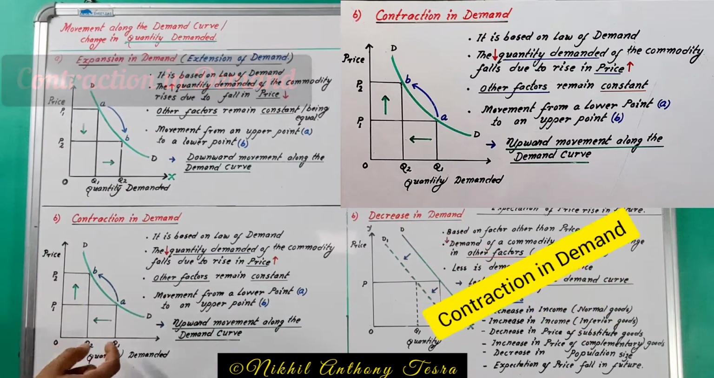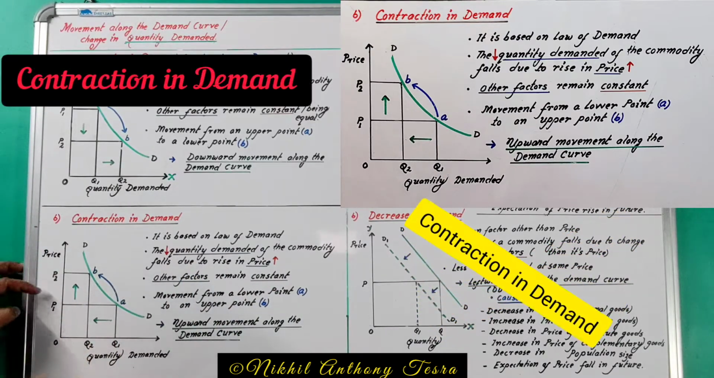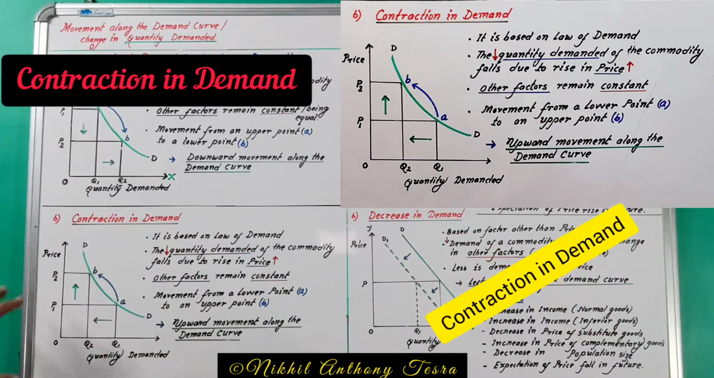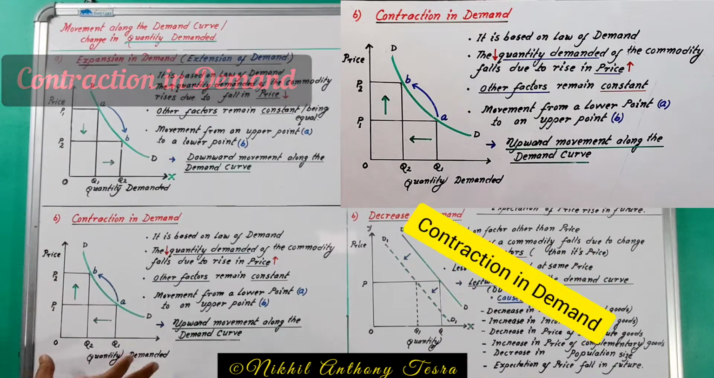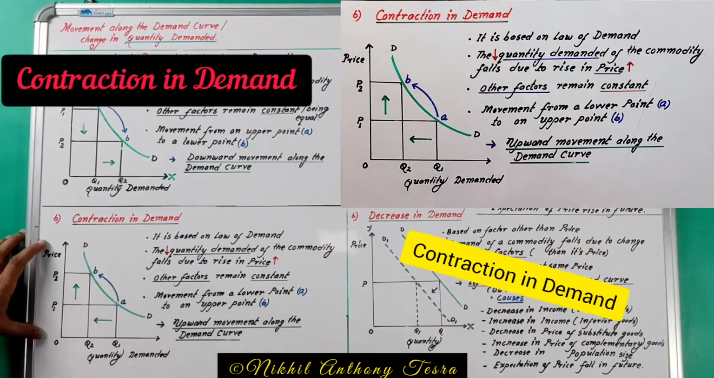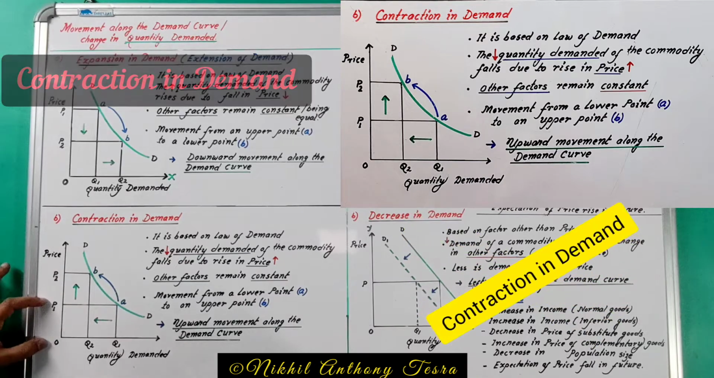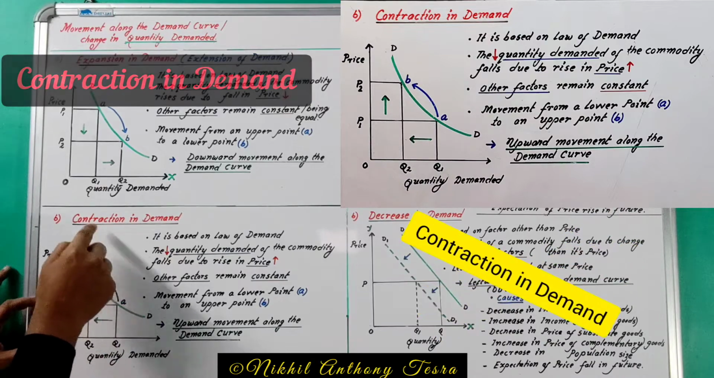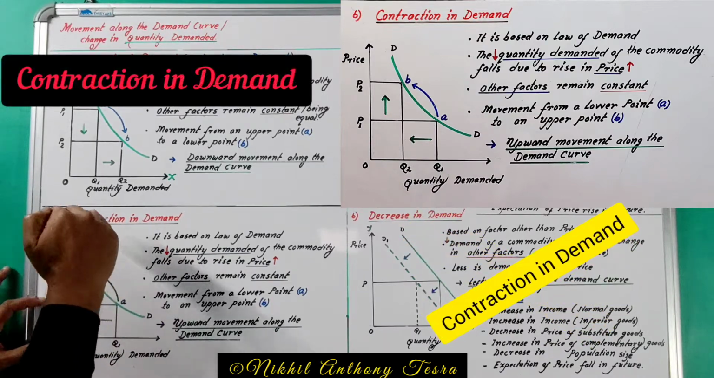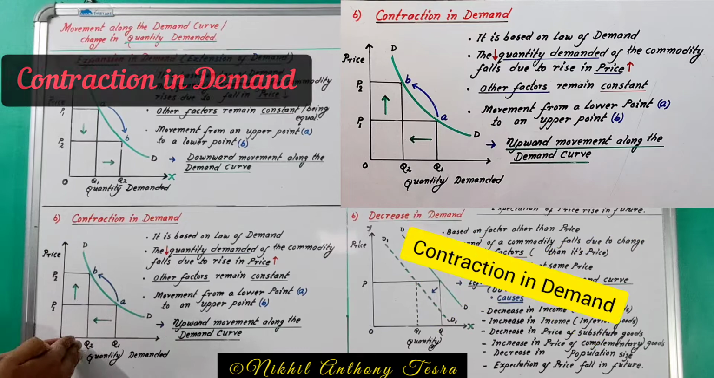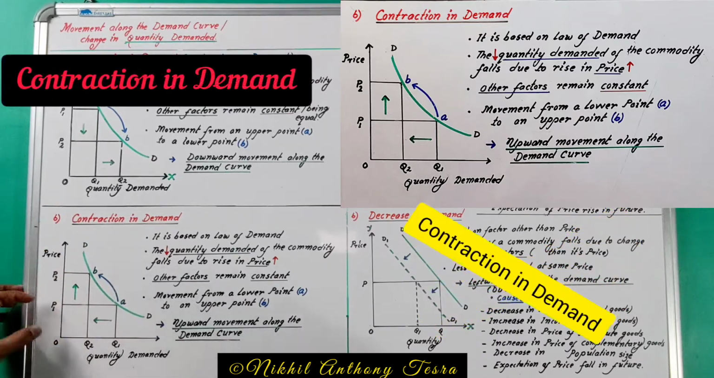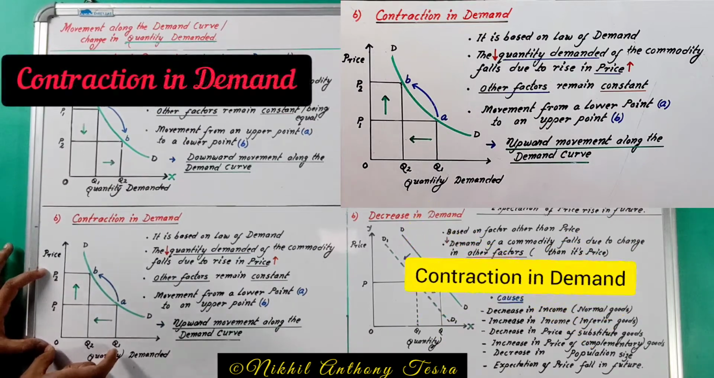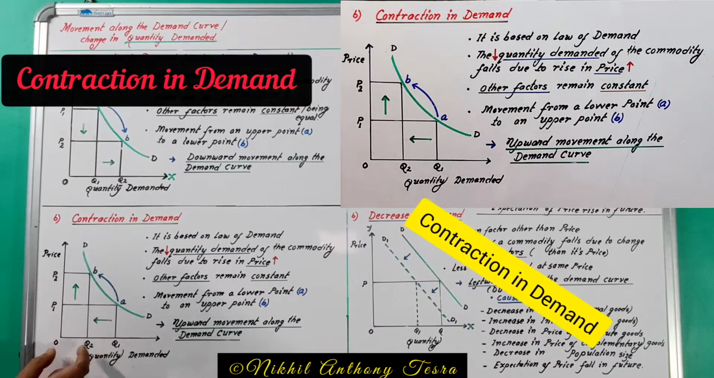I repeat, the quantity demanded reduces, falls due to a rise in price, keeping other factors constant. Now friends, check this in the above diagram. On the x-axis we are showing quantity demanded, on the y-axis we are showing price. Initially the price was OP1 and quantity demanded was OQ1. Now there is a contraction in demand, that is, a fall in quantity demanded. So to reduce the quantity demanded, the price has to be increased. The price has been increased from OP1 to OP2 and quantity demanded falls from OQ1 to OQ2.